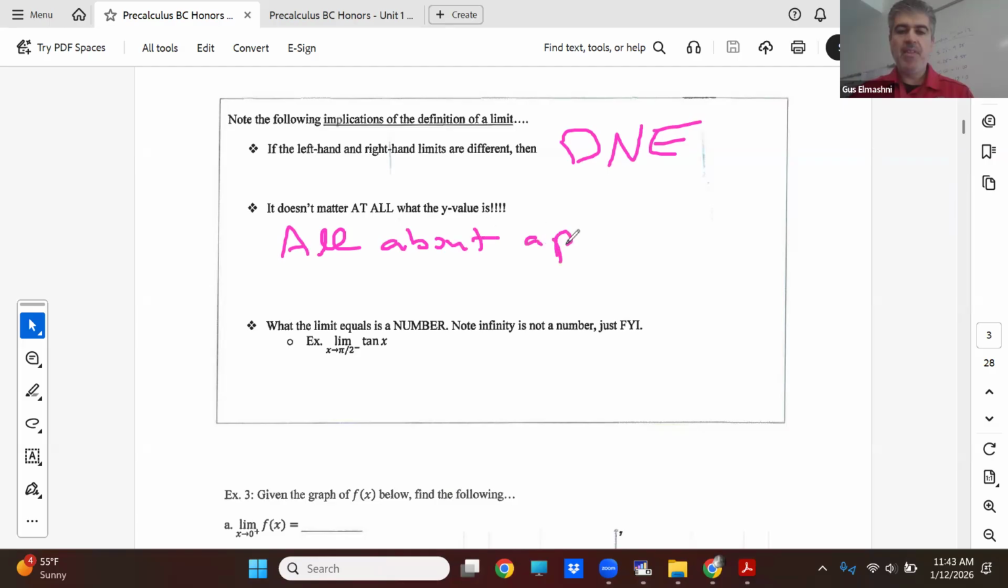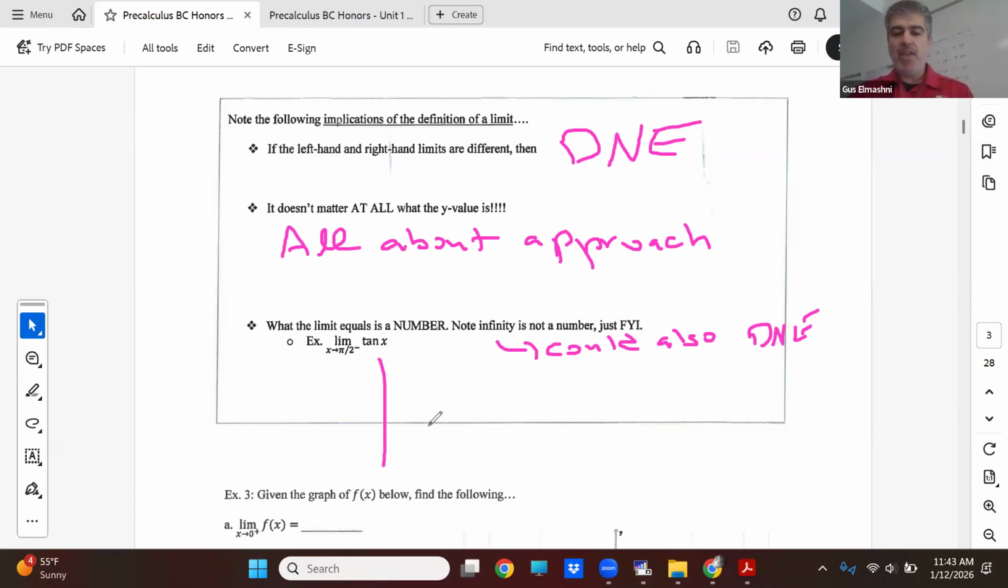One of these states, and what the limit equals is a number. No, infinity is not a number. So you could technically say DNE when the limit's infinity, because what is infinity, right? It's this abstract idea of a number that keeps getting larger.